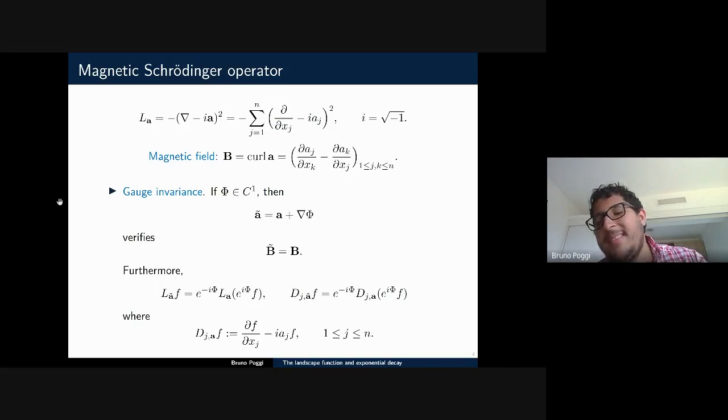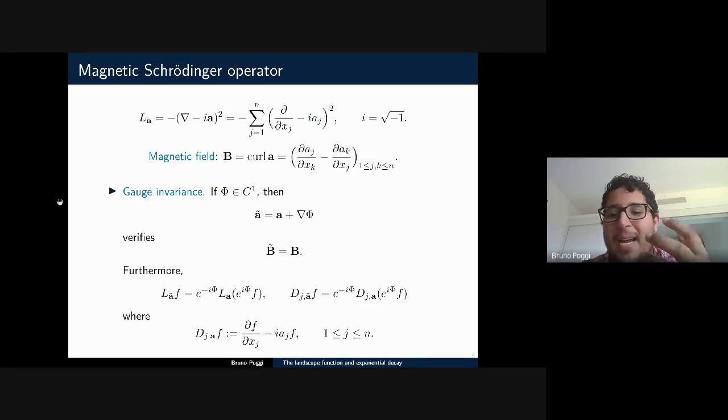this way, you might say, well, curl only makes sense in 2 or 3 dimensions. But you can extend this to higher dimensions too by this formula. So it's just a matrix. And this matrix, we call it the magnetic field. And actually, the magnetic field is extremely important for the properties of the magnetic Schrödinger operator. The reason is as follows.